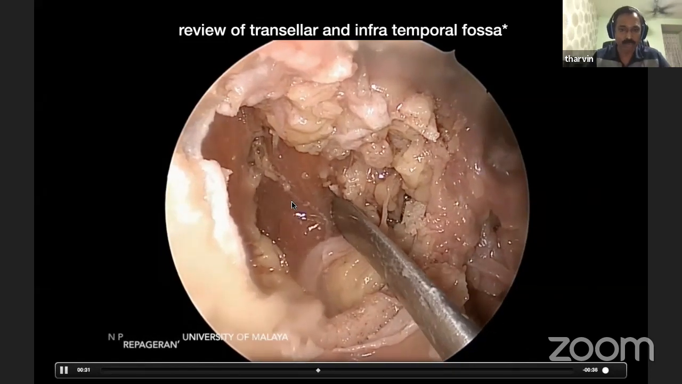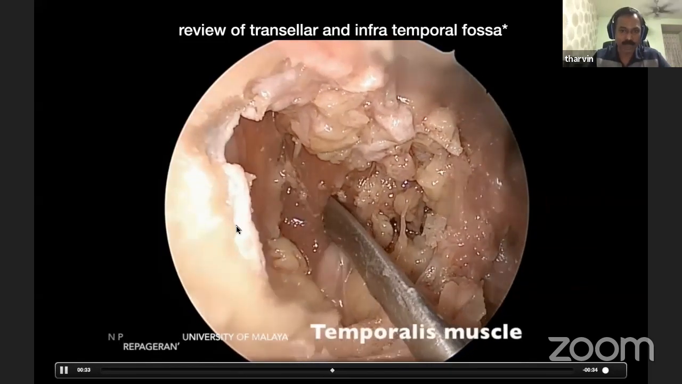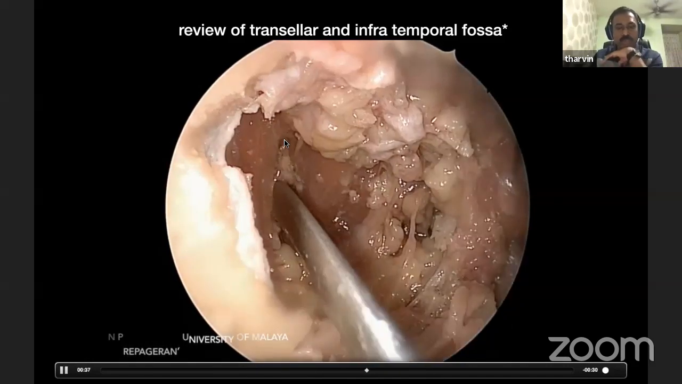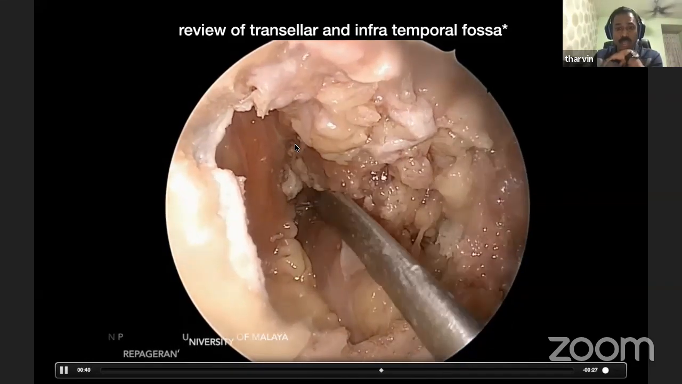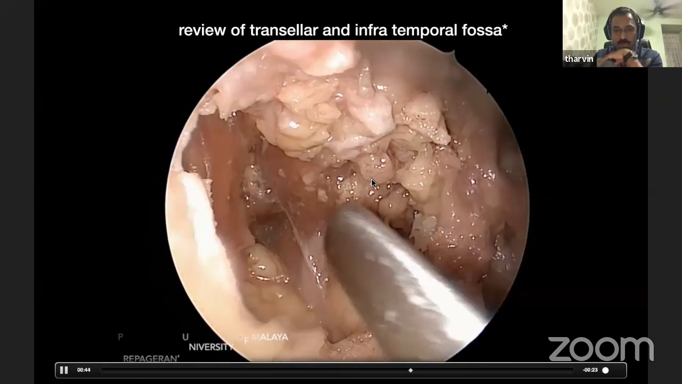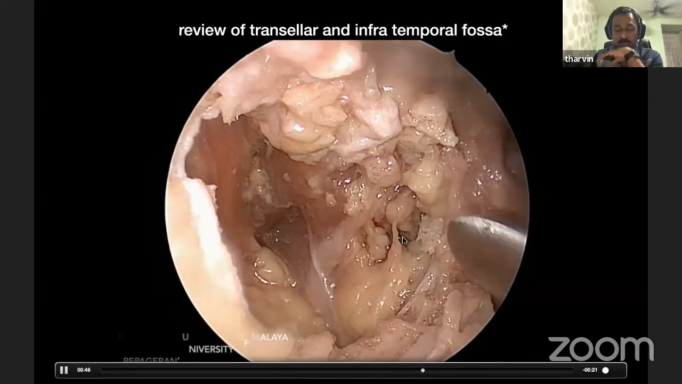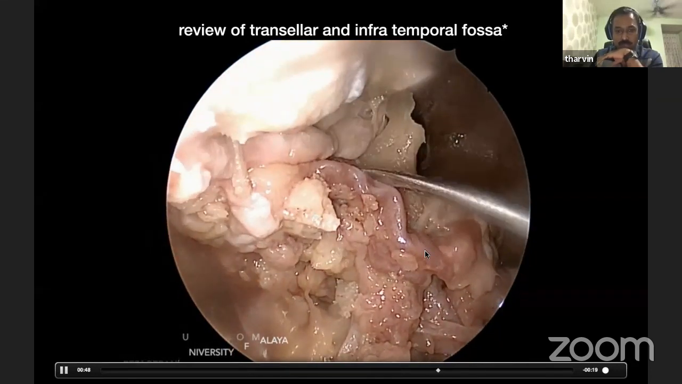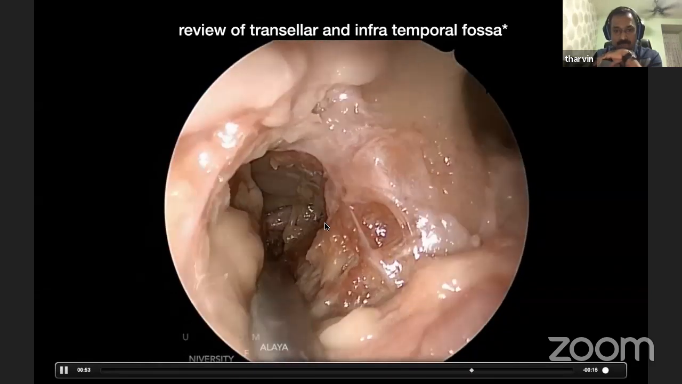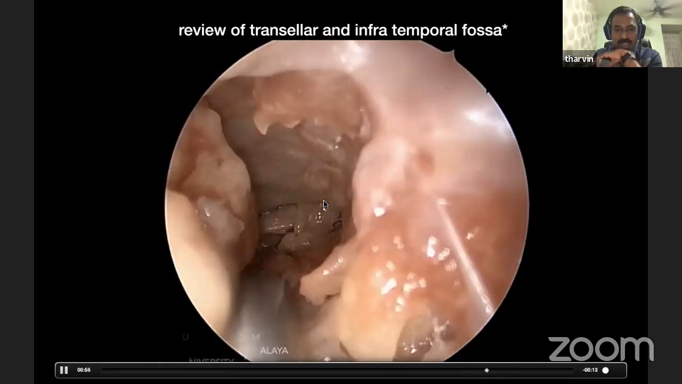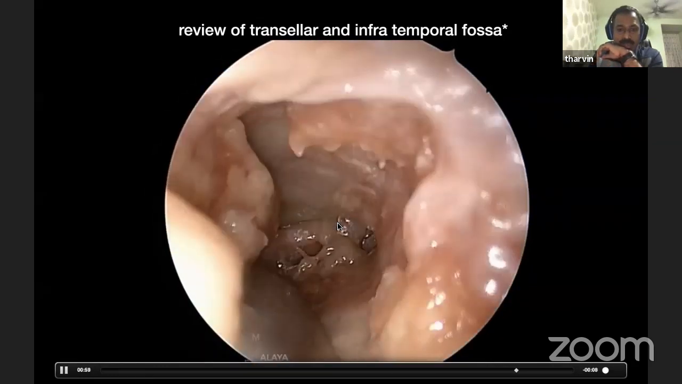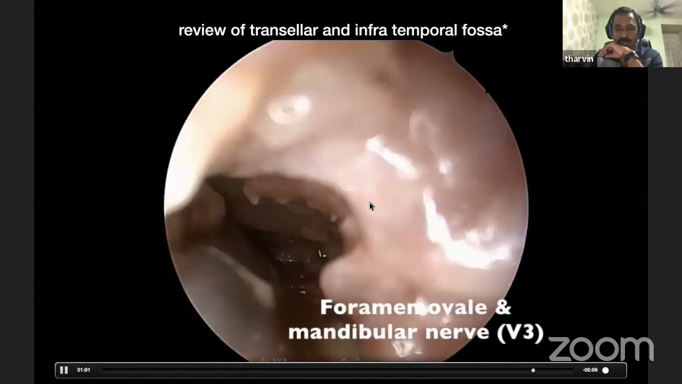And how do I know it's a temporalis muscle? Look at the fibers. We're coming laterally, and you can see the fibers are all running downwards from superior to inferior, which is the temporalis muscle. Look at how big and chunky the muscle is. For us to identify the infratemporal fossa, we need to remove this muscle. To identify the lateral pterygoids, we need to remove that muscle. And here is a superior head of the lateral pterygoid that's being dissected away. And that gives us a very nice view of the foramen ovale, and that's the V3 again as well.